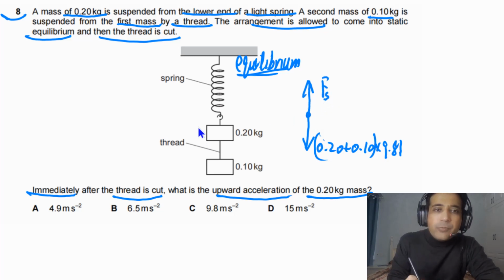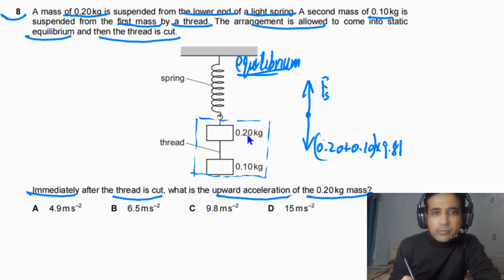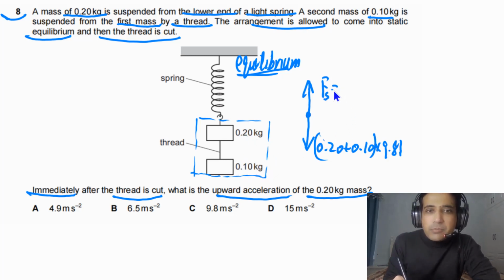You can also imagine that we can enclose these two masses in a box. So you can see now the mass inside this box is 0.20 plus 0.10 kilograms. So we can say the spring force in this case will be equal to 0.2 plus 0.1, so simply 0.3 times 9.81 newtons, and this spring force is acting vertically up.